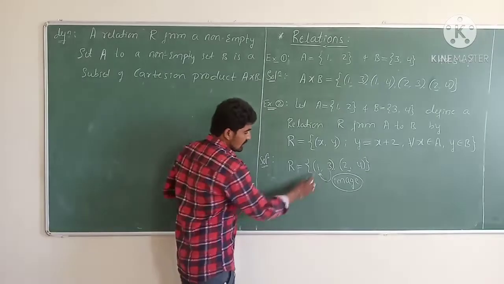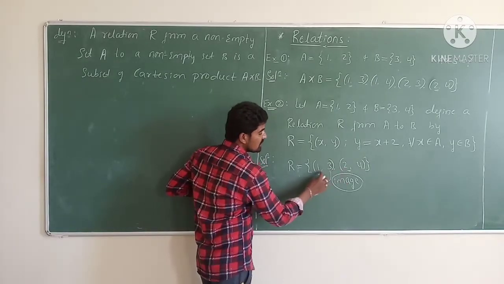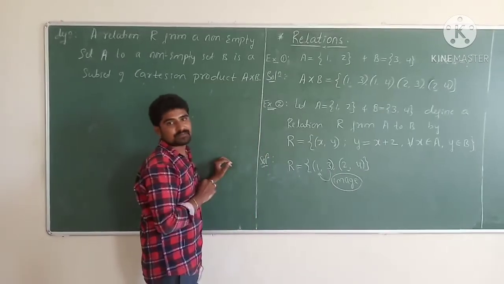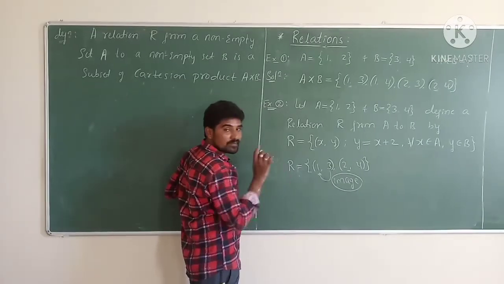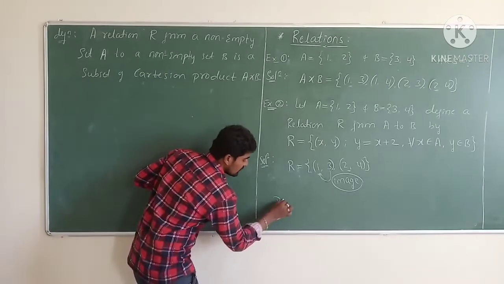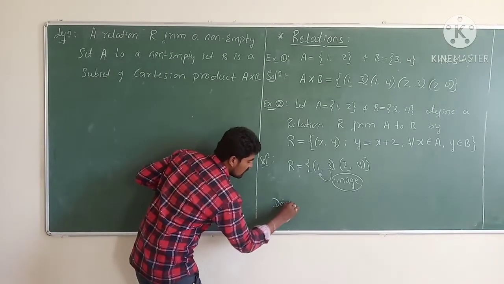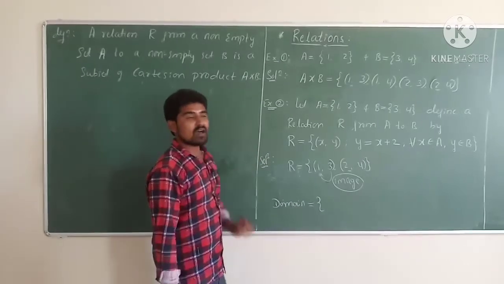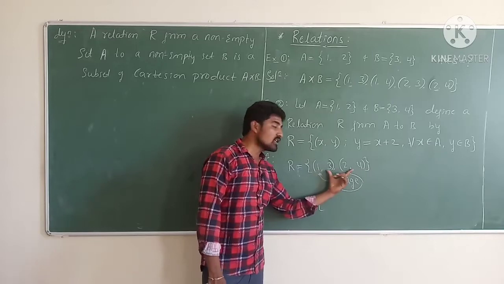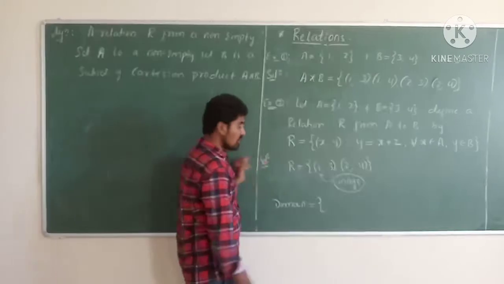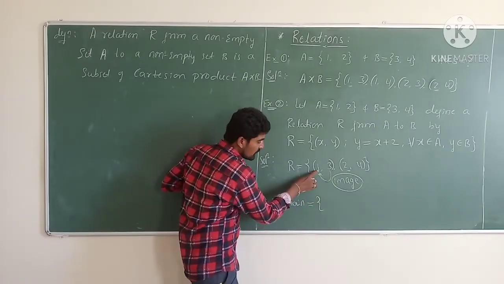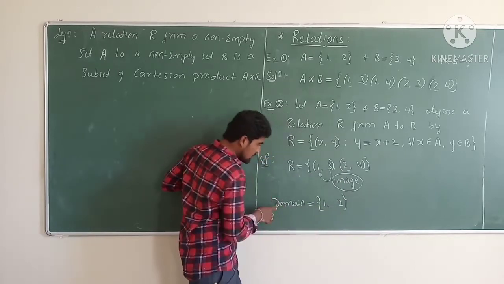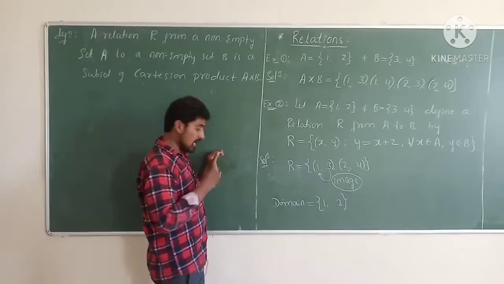And the set of all first elements of the ordered pairs in the relation R is called the domain of the relation. What is that? Domain of the relation is the set of all first elements of the ordered pairs in the relation R. The first elements of the ordered pairs are 1 and 2, and this set is called the domain of the relation R.